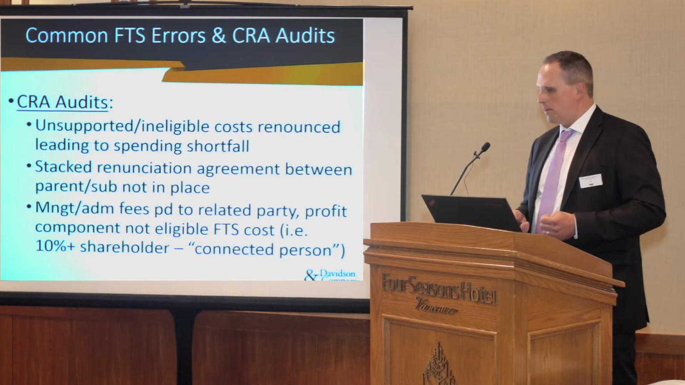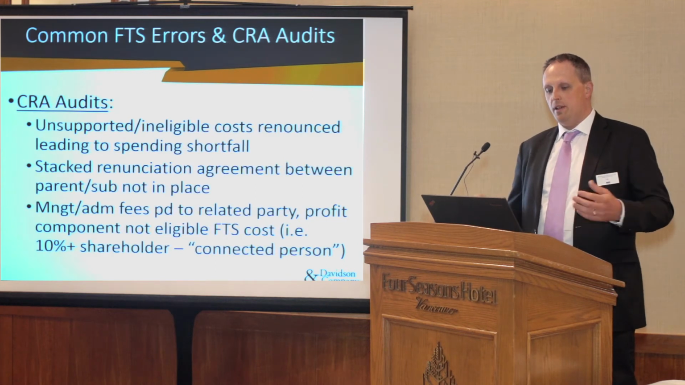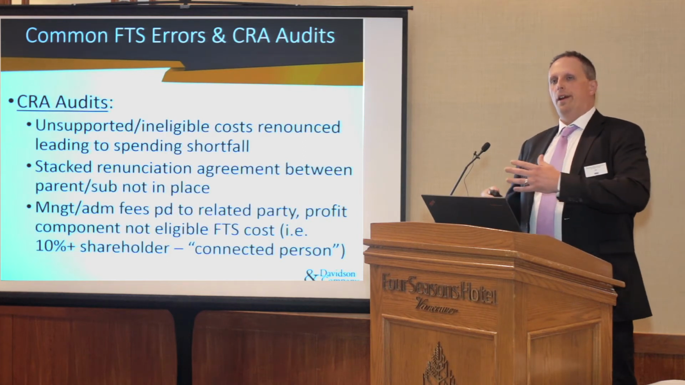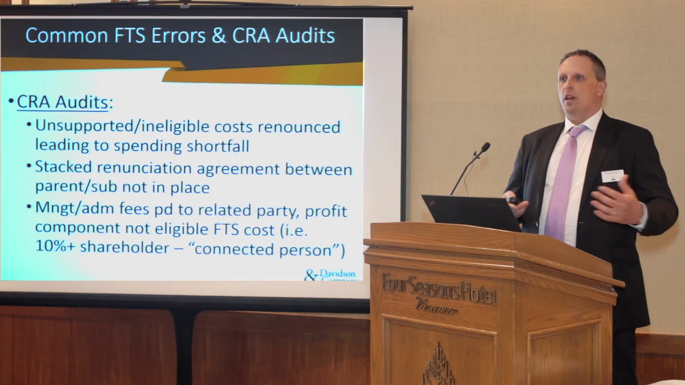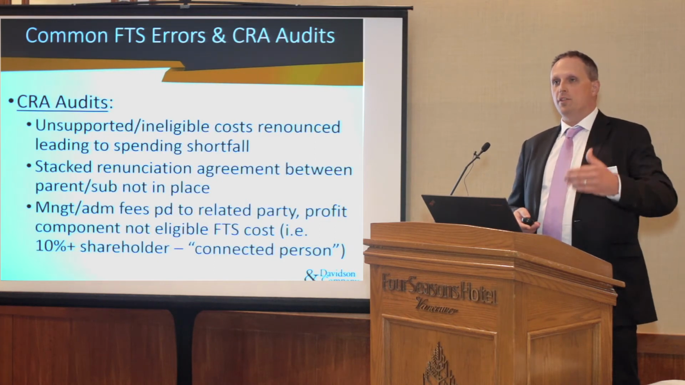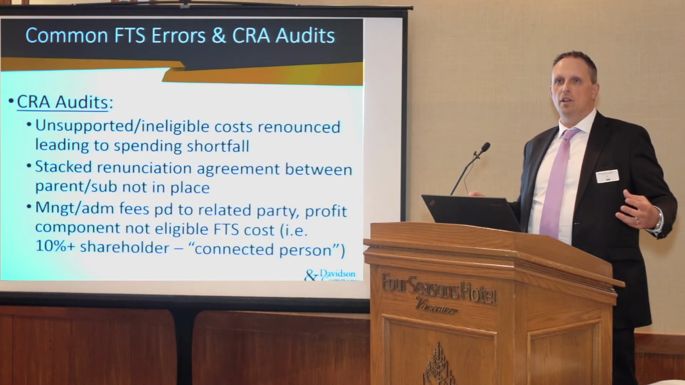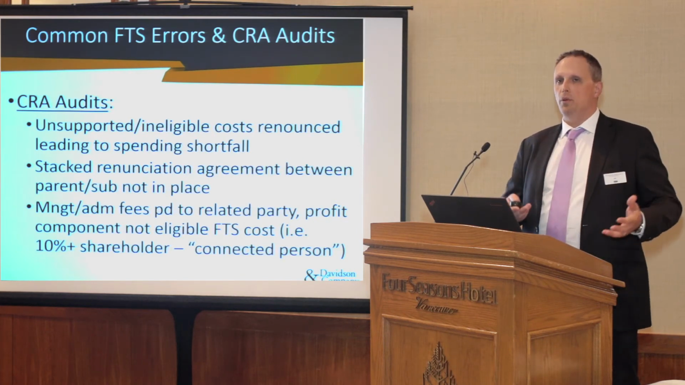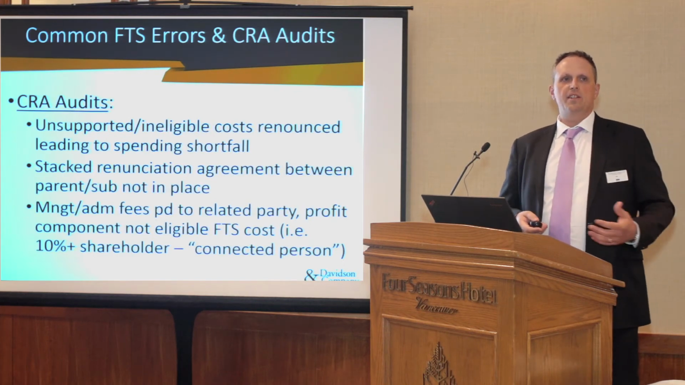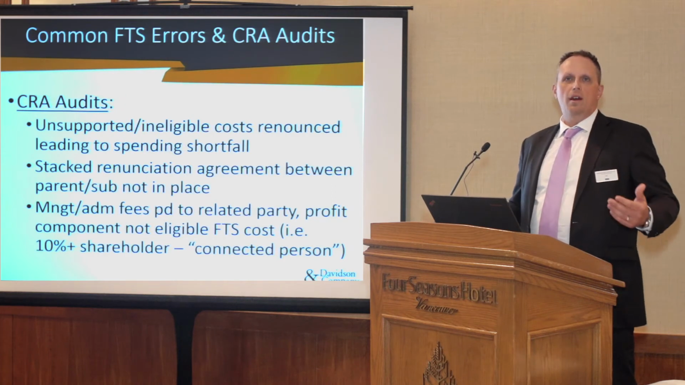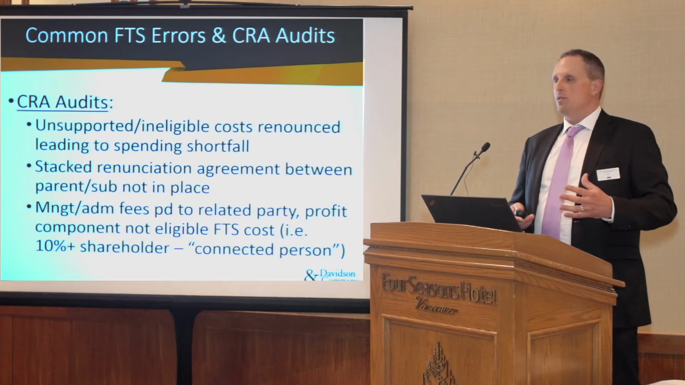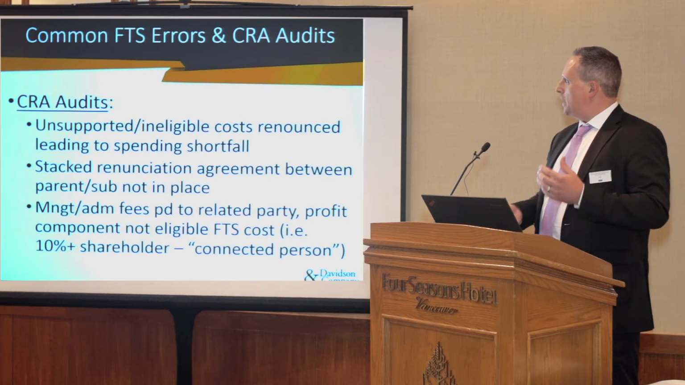From the CRA audit perspective, where we usually see things, they're unsupported or ineligible costs that get renounced, so it leads to a shortfall. The company may think they're on side. Turns out after the audit that they're not. Quite commonly, the audit happens 5 or 6 years after the fact because there's an extension of the statute barred period for flow-through share. So usually what you'll see is there'll be a reassessment 5 years down the road. You might have different management, you might not be able to locate the investors, things like that. So that can be a challenge.